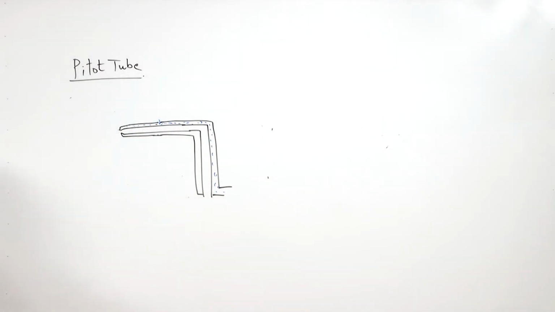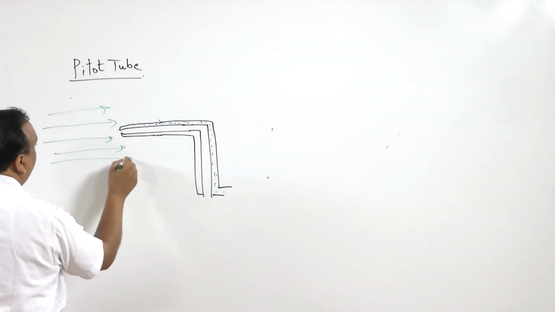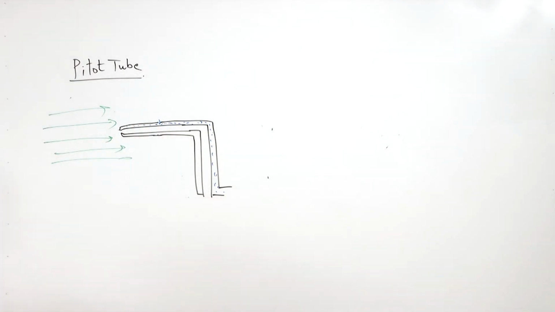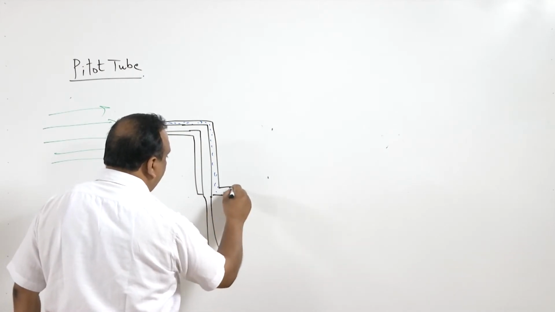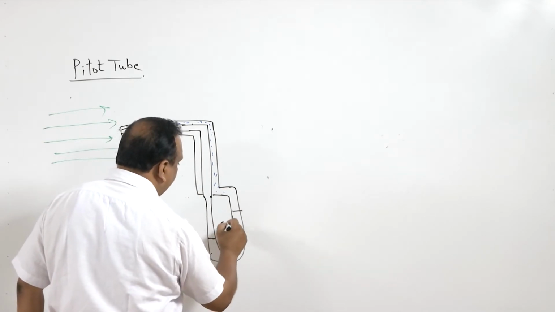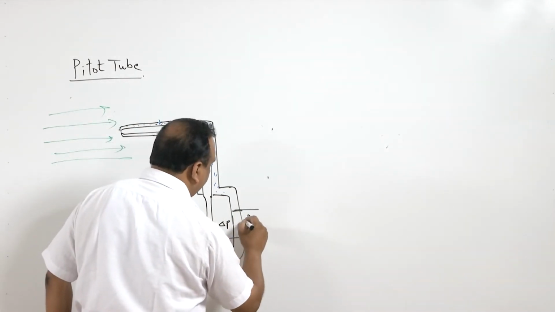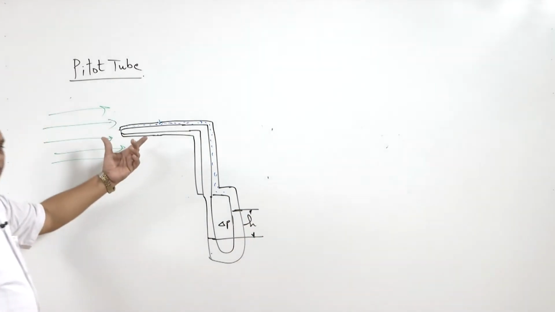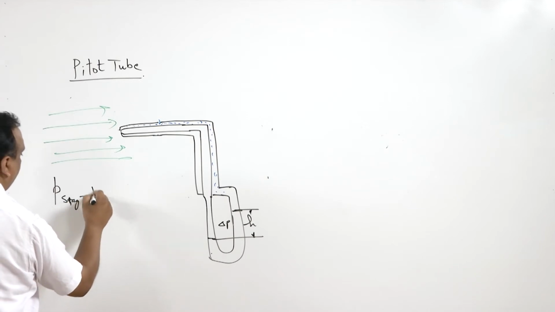When air is blown over this tube, from here we will get static pressure. And from this point, we are going to get stagnation pressure. And if these two are again connected by a U-tube manometer, then this pressure difference will give the delta P. This is H. So this H will give the pressure difference between stagnation pressure and static pressure.